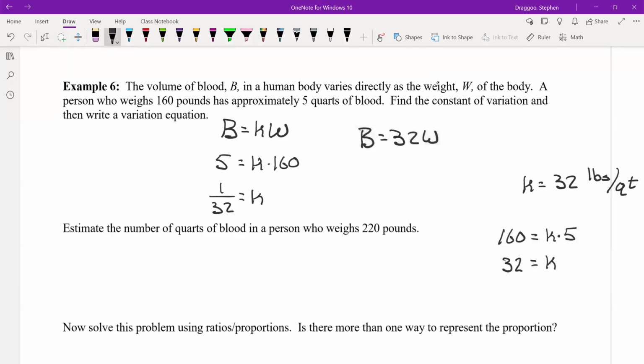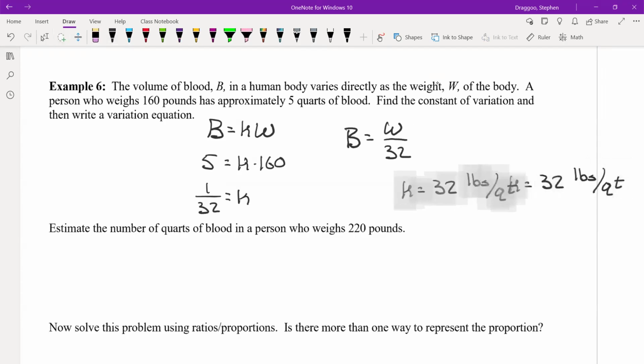So if I bring this thing back, our quarts of blood, or volume of blood in the body should be about 1 over 32 times the weight. So maybe I even want to call this the weight divided by 32. So I just plugged my numbers into the wrong side was all, which means that K is actually not 32 pounds per quart, but is instead 1 over 32 quarts per pound.